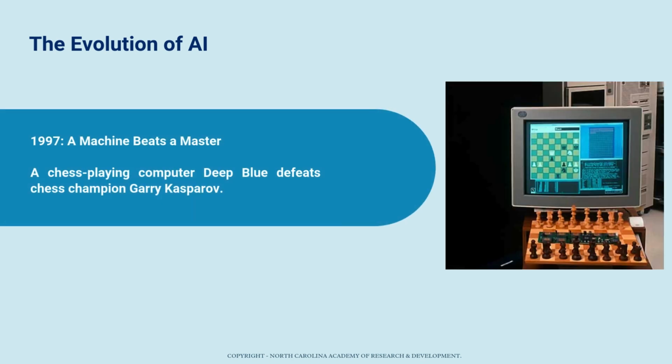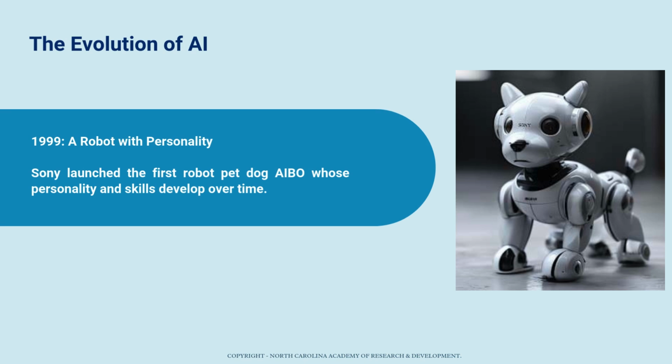Then came a game-changing moment in 1997. Deep Blue, IBM's chess-playing computer, defeated world champion Garry Kasparov. This victory showcased the computational power of AI and marked a major leap in its development. A robot with personality: in 1999, Sony brought AI into our homes with Aibo, artificial intelligence robot, and also means friend in Japanese, the robotic pet dog. Aibo wasn't just a toy, it learned and adapted over time, becoming a companion with a unique personality.